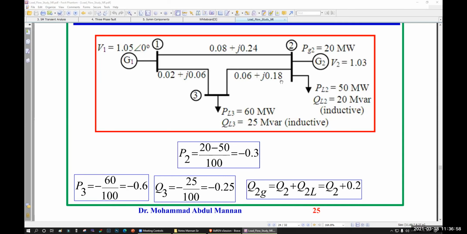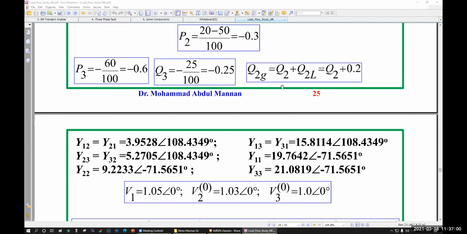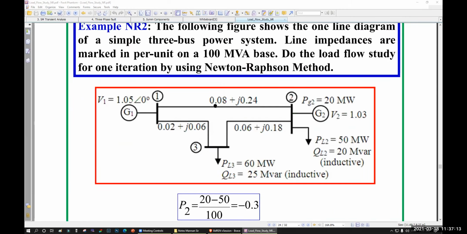You can find out the Y bus. So your Y bus will be like this: Y12, Y21, Y23, like this. But obviously they will have a form like this.